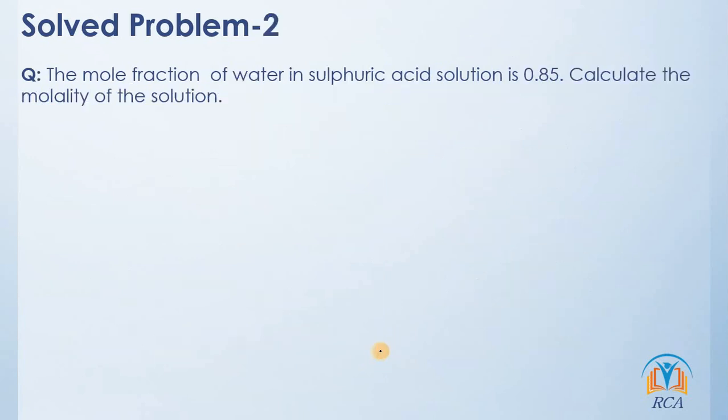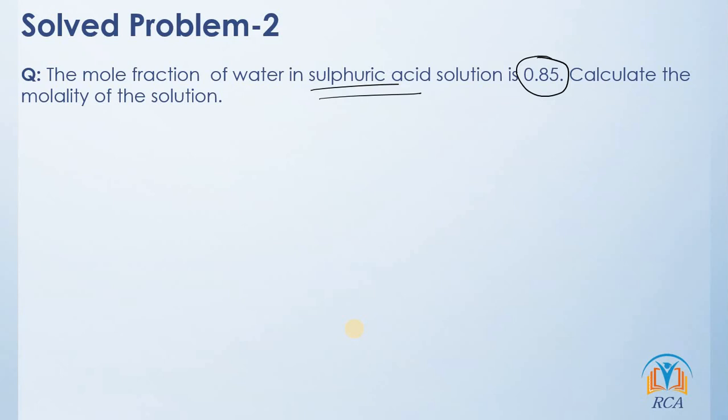What do we have next now? We have another example for you. This is the mole fraction of water in sulfuric acid solution. So we are given a sulfuric acid solution now. The mole fraction of water in sulfuric acid solution is given as 0.85. We have to calculate the molality of the solution. Interesting question again. We have to calculate the molality of the solution.